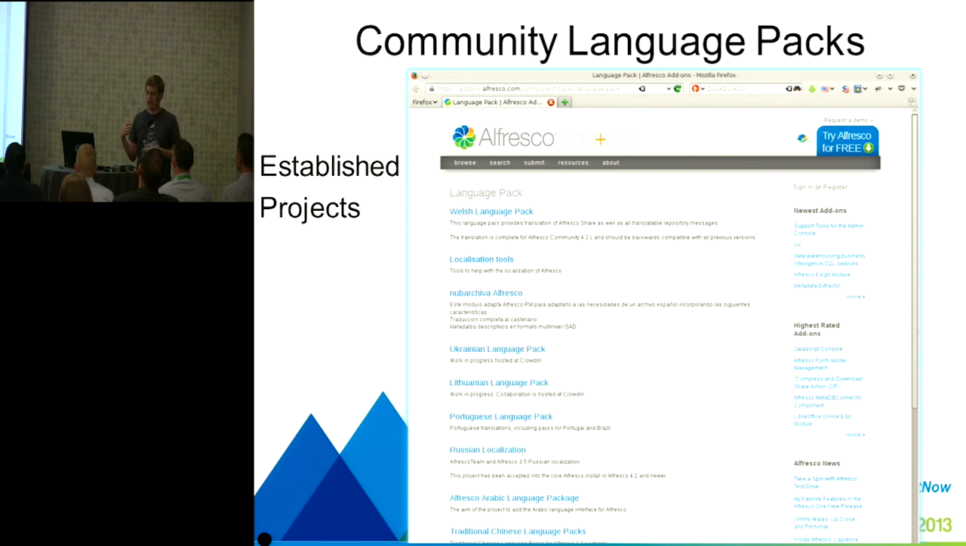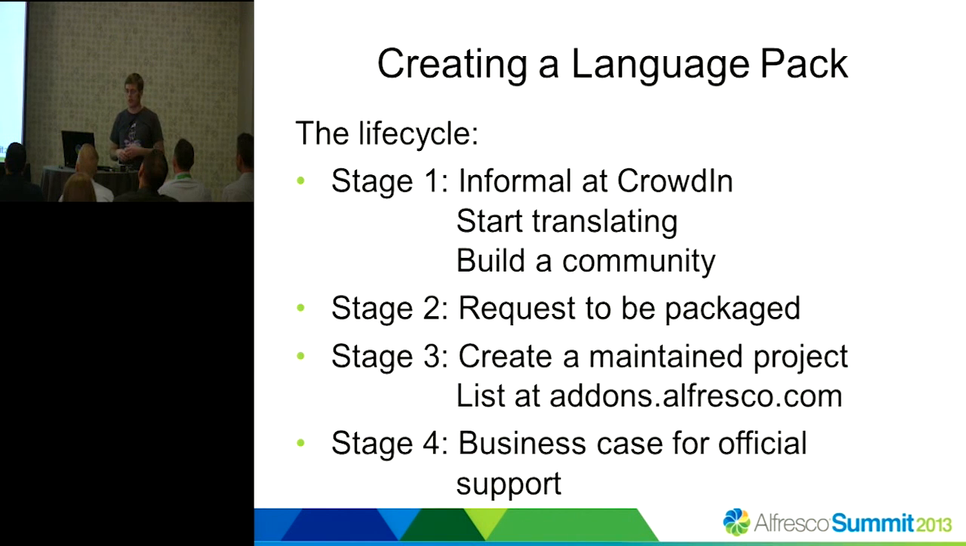So the nice thing about an established project is that they're hosted in other places, so they can maintain multiple versions of Alfresco. So if you still don't have the language pack you want, then you probably need to create your own. So the suggested life cycle is start with Crowdin, build a community, start translating. Once you've got enough done that it's useful, request to have it packaged.